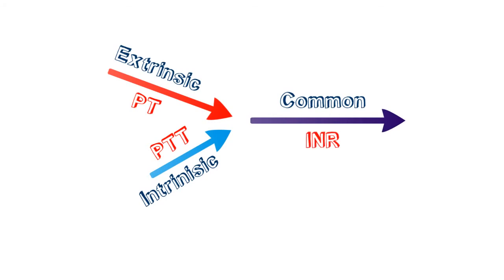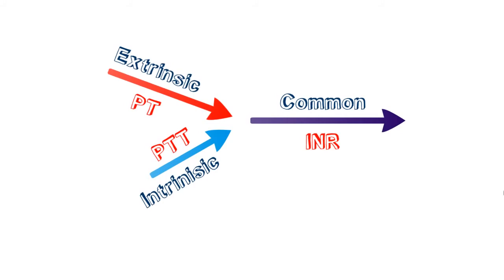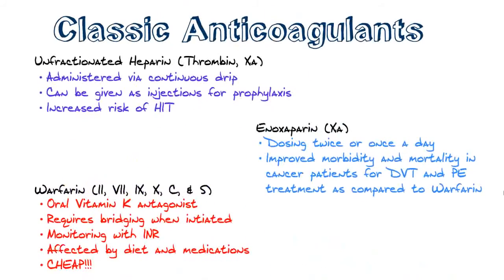Using these tests, if you have a problem in a pathway, such as hemophilia A and hemophilia B, you may see an alteration in these tests. We'll talk about how to interpret PT, PTT, and INR in another video.